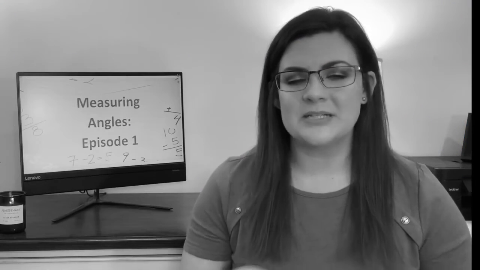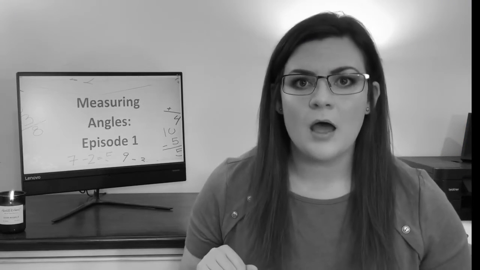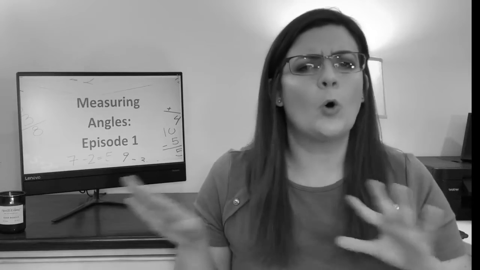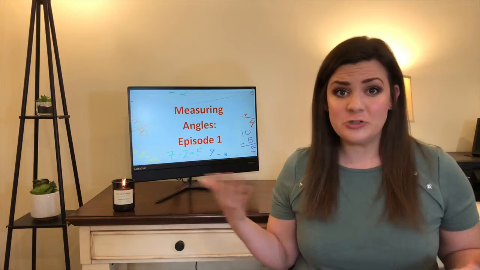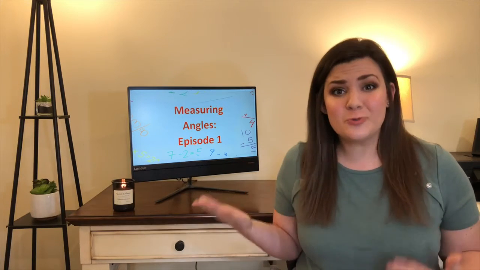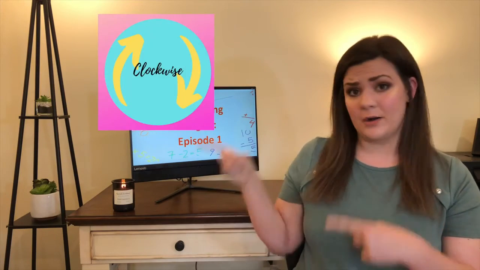Excuse me, Miss Norris, sorry to bother you again. What if the whole circle is shaded? Oh, if the whole circle is shaded, you just say that one whole is rotating either clockwise or counterclockwise.